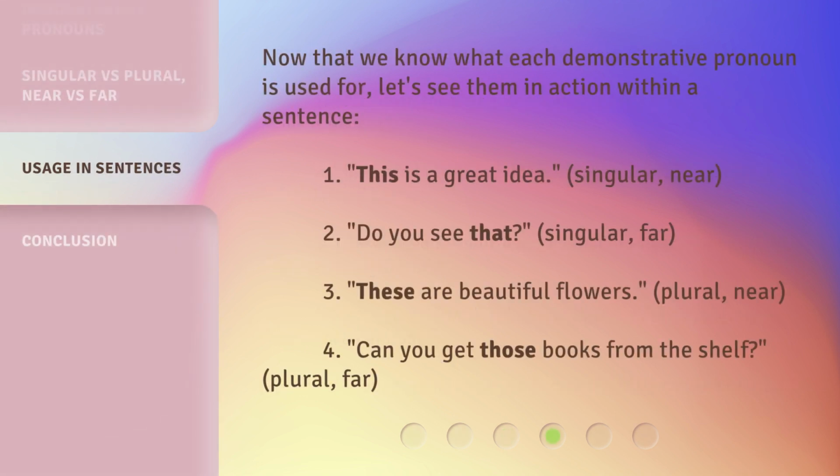Now that we know what each demonstrative pronoun is used for, let's see them in action within a sentence. 1. This is a great idea. Singular, near. 2. Do you see that? Singular, far. 3. These are beautiful flowers. Plural, near. 4. Can you get those books from the shelf? Plural, far.